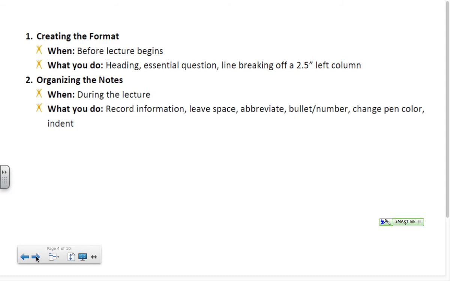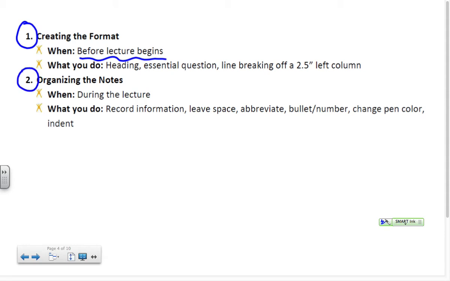Now, before we set up our Cornell note paper, there's a couple things we've got to look at: what do you have to do in the beginning? The first thing you have to do is create your format. So before the lecture begins, and I'll put the format back up again, you're going to go ahead and create the format. What you do is you have your heading, essential questions, and you just break it off into those columns. During the lecture, you're going to organize your notes.